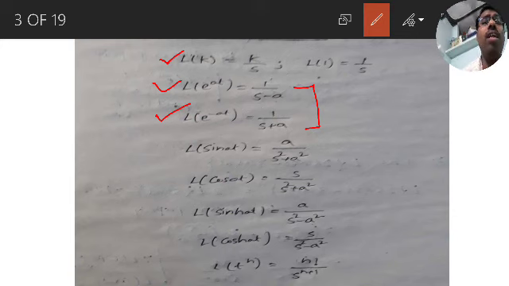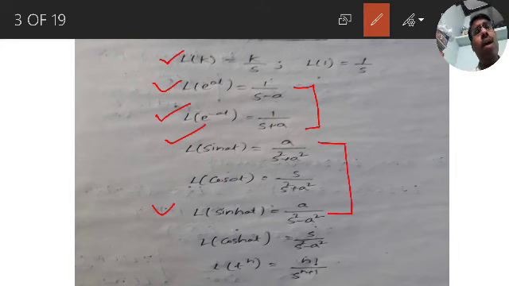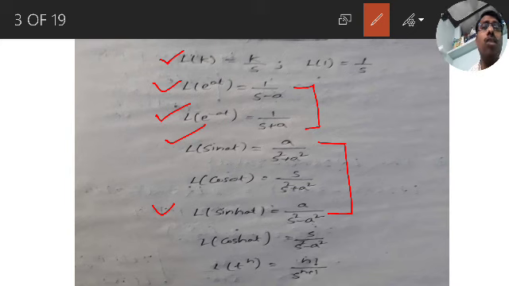L of sin at is a by s square plus a square, whereas L of sinh at is a by s square minus a square. For sin at, the trigonometric denominator is plus, whereas for hyperbolic trigonometric it is minus.